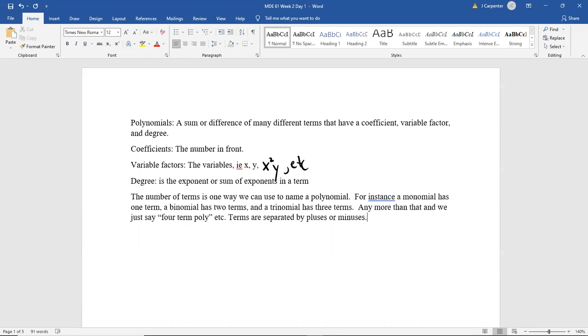So 5x would be a monomial because there are no pluses or minuses and other variables and numbers. X plus 3 would be a binomial because you have the x and the 3. X squared plus 7x plus 11 would be a trinomial because you have the x squared, the 7x, and the 11. Or x squared minus 7x plus 11 would be a trinomial as well.